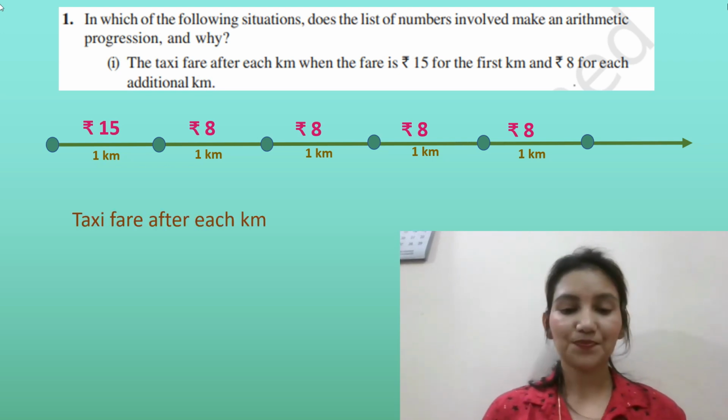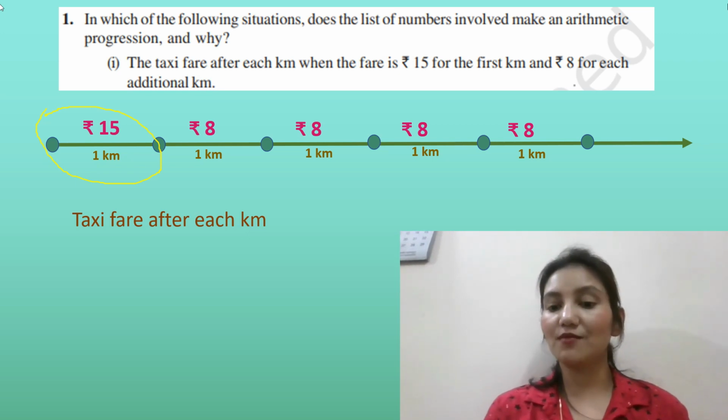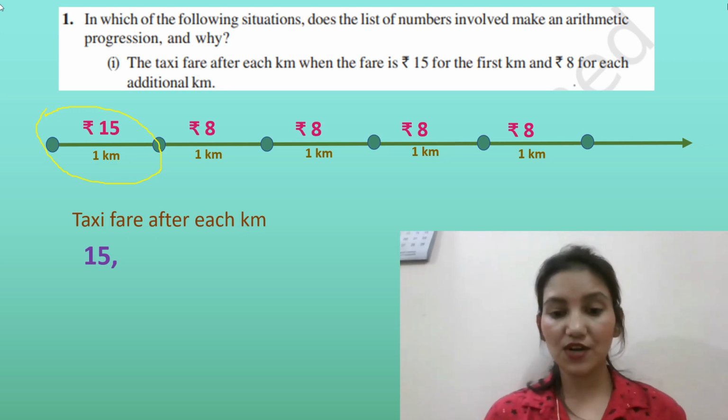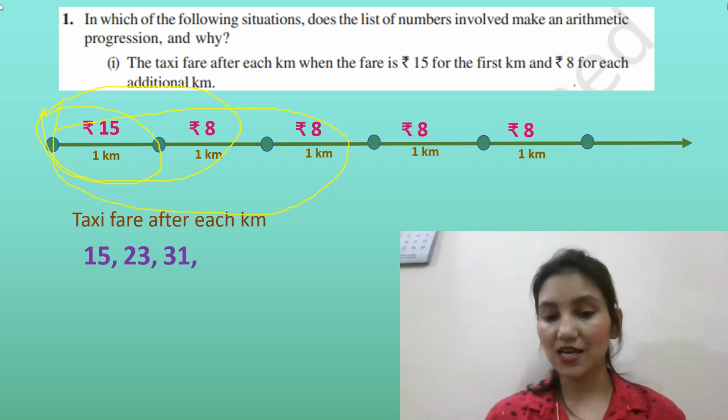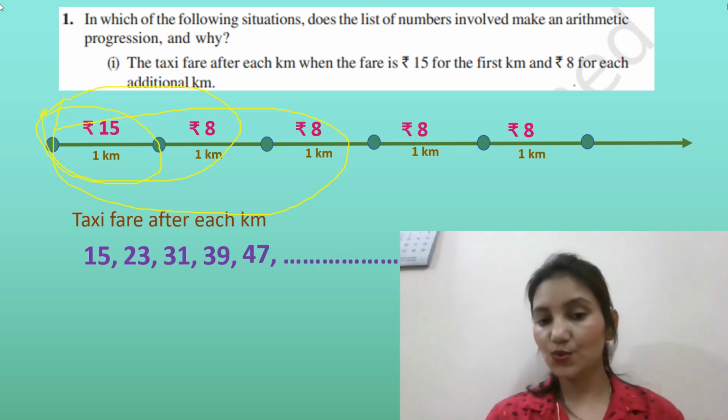Let's find it out. Let's say you traveled a distance of 1 kilometer. How much fare do you need to pay? Only 15 rupees, because you have just traveled 1 kilometer. So for 1 kilometer the taxi fare is rupees 15. And if you travel a distance of 2 kilometers, you need to pay 15 plus 8, which is 23. If you travel 3 kilometers, you need to pay rupees 8 more, 23 plus 8, which is 31. For the next kilometer, 4 kilometers, we need to pay 8 more, 39, and then plus 8 again. And this way it keeps on going.